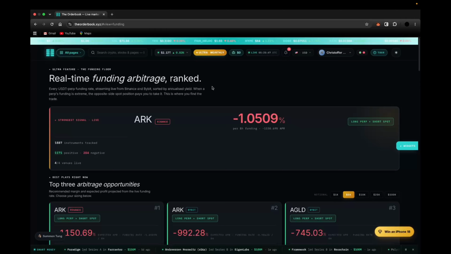And that's the Funding Lab section. It helps you find where funding rates are the most extreme across the market and shows the basic mechanics behind funding arbitrage. It's powerful, but it's also advanced. So remember, those huge numbers come with real risk and real complexity. Make sure you understand what you're looking at before touching anything.